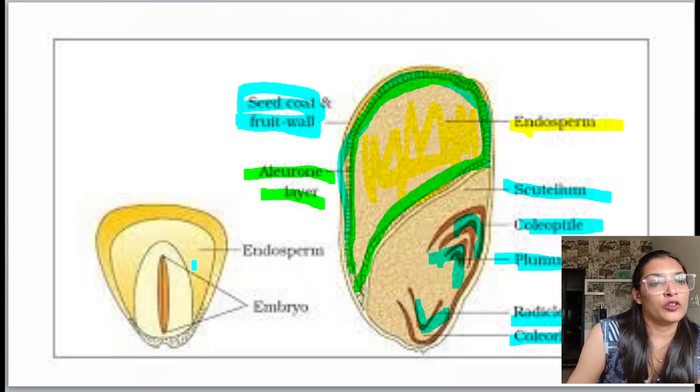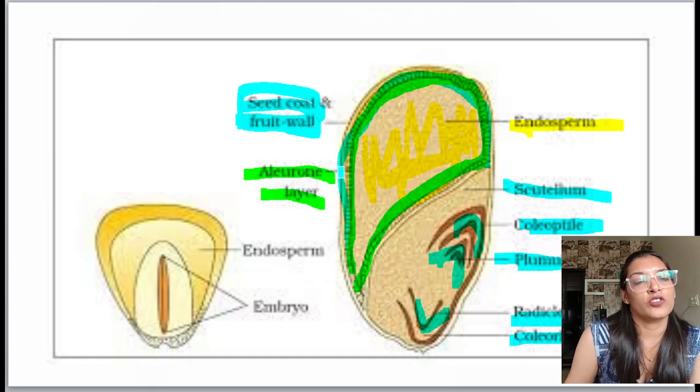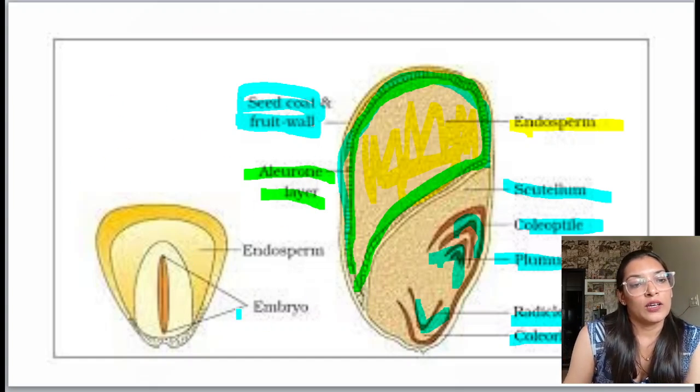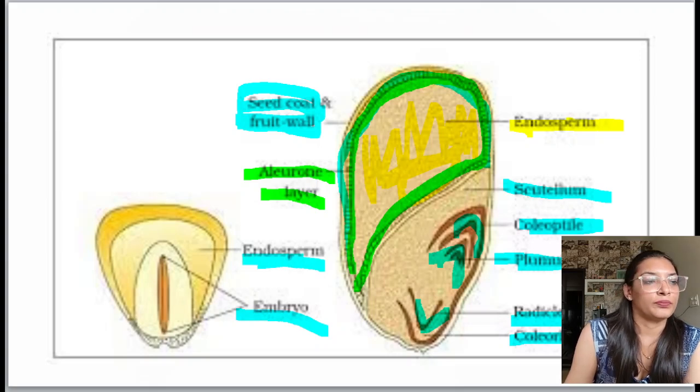Alright, then your endosperm is there. This is a simple structure of maize, the bhutta which you eat in day-to-day life. Okay, so here the embryo is visible, and around the embryo is the endosperm to derive the nutrition.